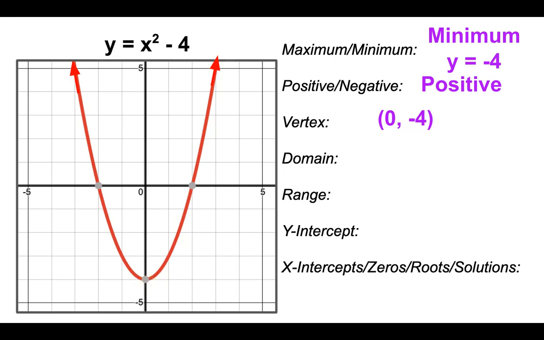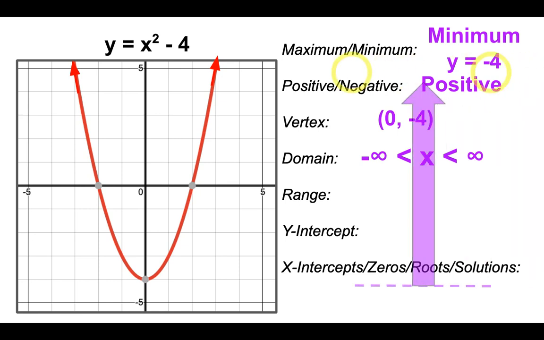The domain is all the possible inputs, so traveling left to right. If we look at this, we have these two arrows. We're going all the way left and all the way right. Even though we're going up, domain is about left and right x values. All the way left to all the way right, the domain is negative infinity to positive infinity, or all real numbers.